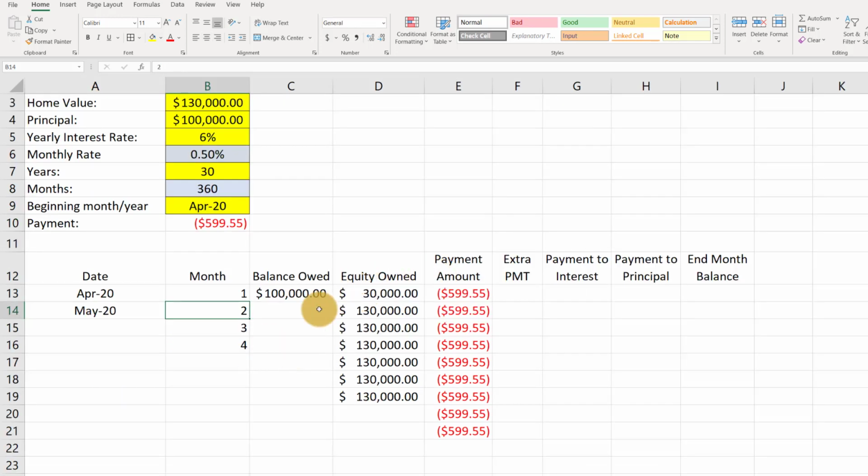So here's what's going to happen every month, and this is the important part of doing this yourself if you're interested. At the beginning of the month, we owe the bank $100,000. We're going to be paying them $599.55. Here, this is an optional extra payment you might want to make in some months to pay down that principal more quickly. And now we want to know how much of that payment goes to interest and how much of that payment goes toward principal.